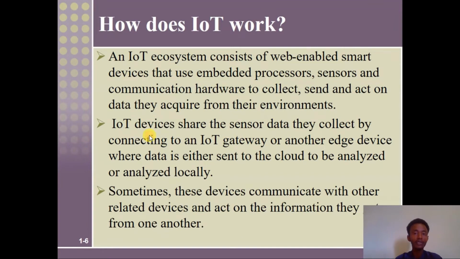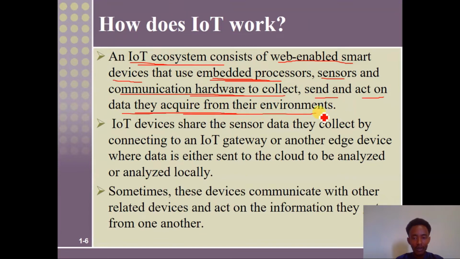So how does IoT work? How can such a system work? The IoT ecosystem consists of web-enabled smart devices. A very small number of smart devices may participate in IoT, which are web-enabled devices that use embedded processors, embedded sensors, and communication hardware to collect, send, and act on the data they have acquired from the environment by using different numbers of sensors.